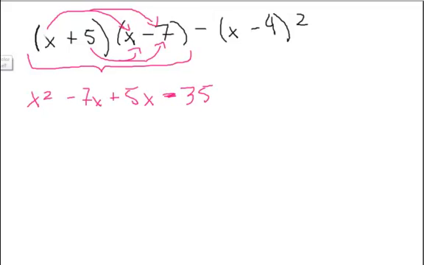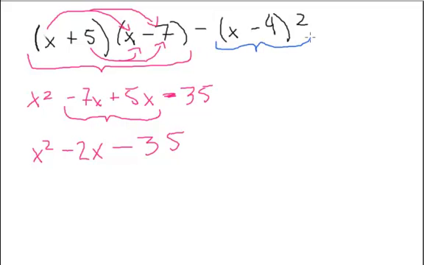So now let us clean up this part right here, to combine these terms. So I have x squared still, and then I have negative 7 plus 5, so that's negative 2x, minus 35. Alright, so that is one part of the equation. So let's look at the other part of the equation, this one right here.